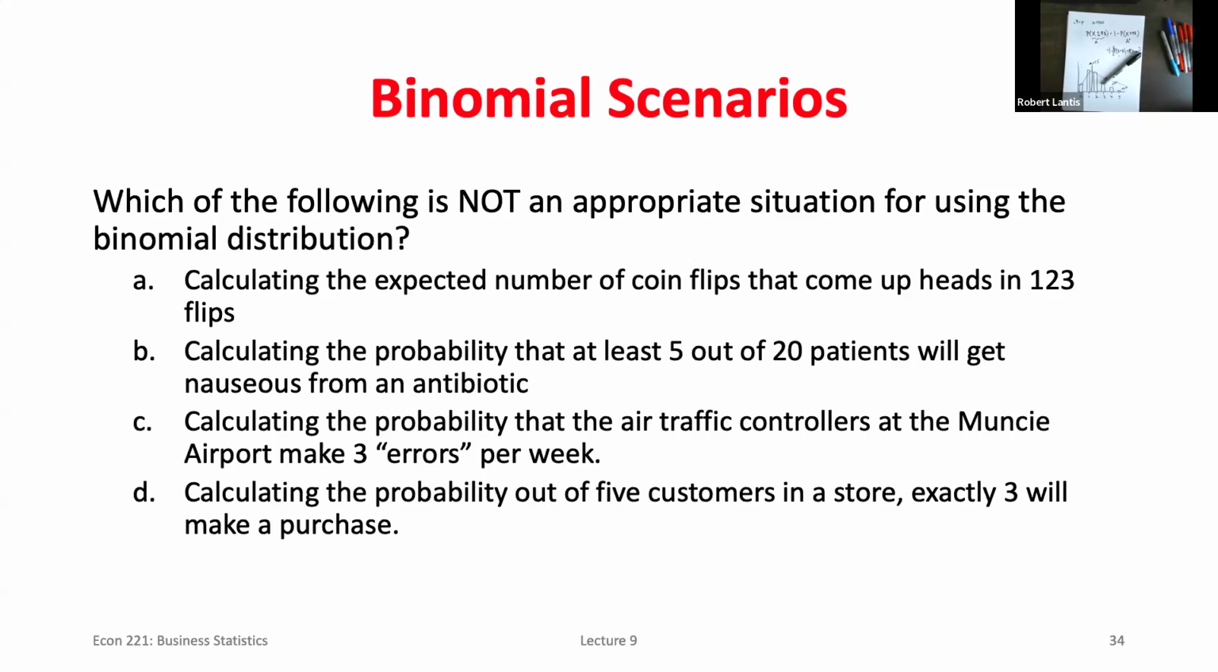So hopefully D, we're looking for which one is not appropriate. Hopefully D makes sense. So calculate the probability that out of 5 customers, exactly 3 make a purchase. Well, if we know the probability that once someone steps in the store, they buy something is the same across all customers, I've got my probability of success. 5 is my number of trials. 3 is my number of successes I'm interested in finding the probability of. It's success or failure: someone either buys something or they don't. I could very easily apply the binomial here as well.